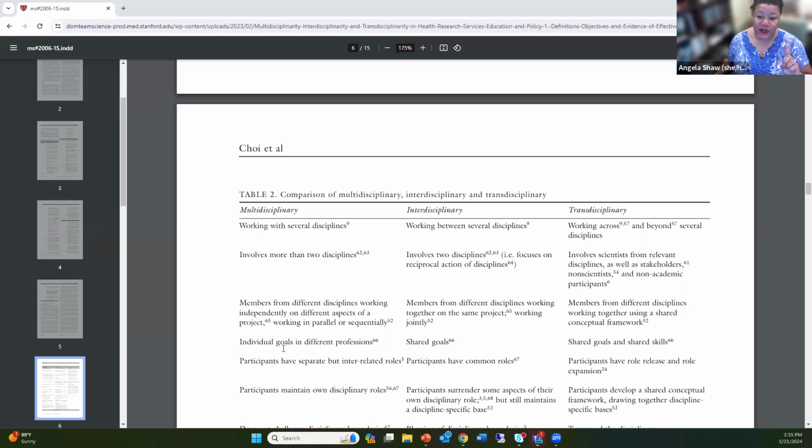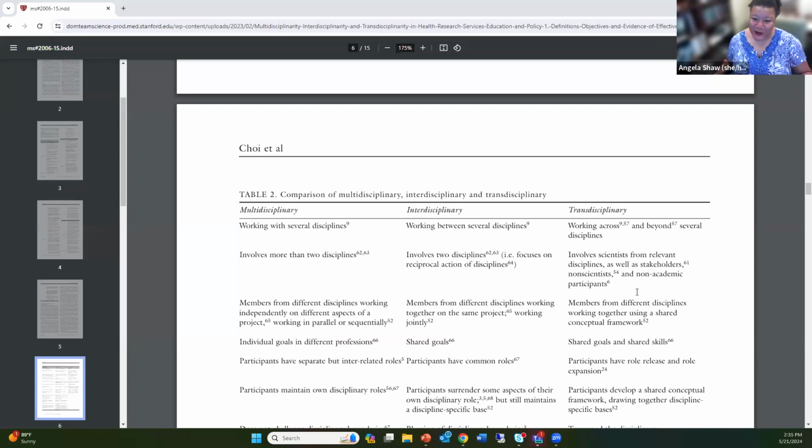So when you use the word inter, that means you're working between different disciplines where you have more than two disciplines, but the members are working together on the project. They have shared goals, and a lot of them have shared roles.